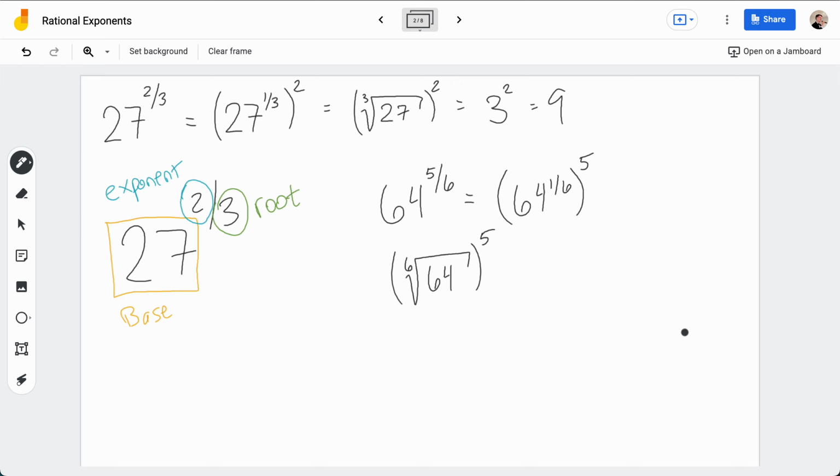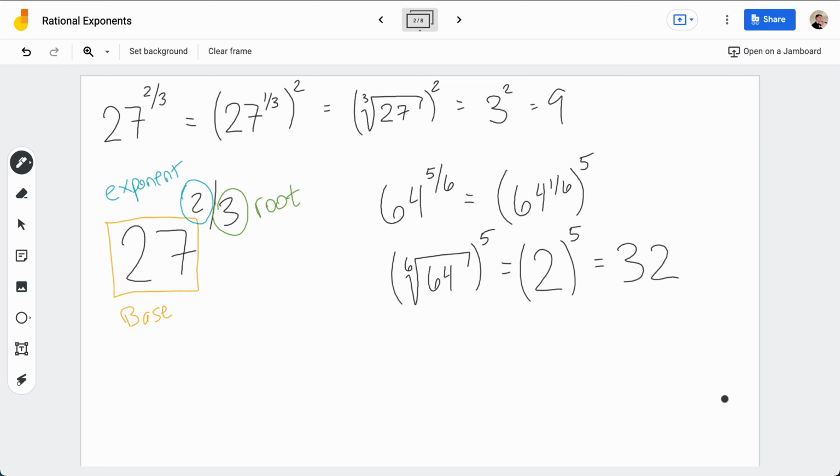Okay. And then, I can look at a table, or if you're really comfortable with powers of 2, you can just kind of think about it. And you say, okay, the 6th root of 64, a number I have to multiply by itself 6 times to get 64. That's going to be 2. And I still have the fifth power here. So then you can go through and you can check your tables, or you can do it out. 2 to the fifth should give you 32. So 32 would be your answer here.